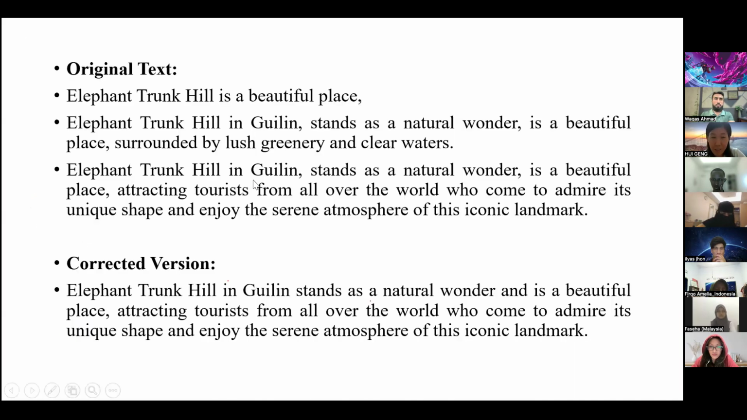Let's see the answers. The original task: Elephant Trunk Hill is a beautiful place. So our task is to expand this sentence without making grammatical errors. Elephant Trunk Hill in Guilin stands as a natural wonder. It's a beautiful place surrounded by lush greenery and clear waters. Okay, good. So the next students have to continue. For example, it's a wonder, it's a beautiful place, attracting tourists from all over the world who come to admire its unique shape and enjoy the serene atmosphere of this iconic landmark.